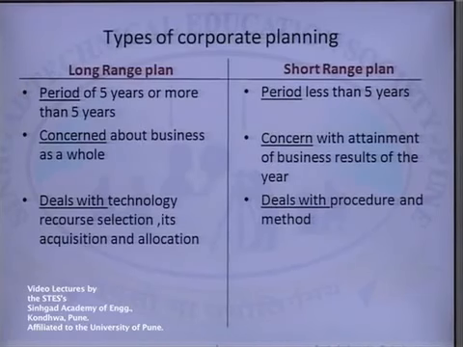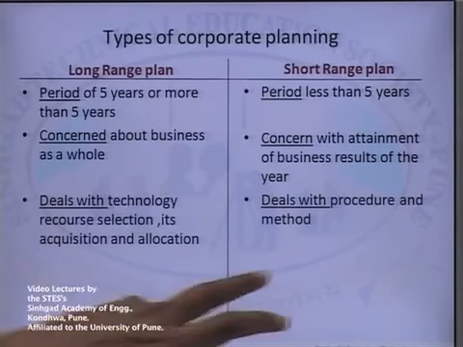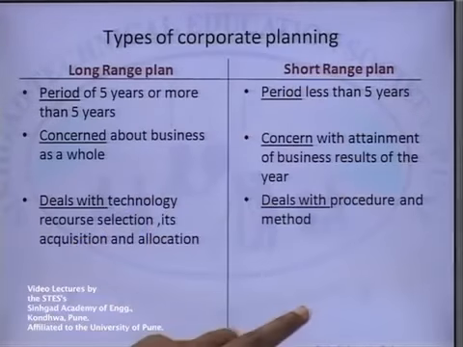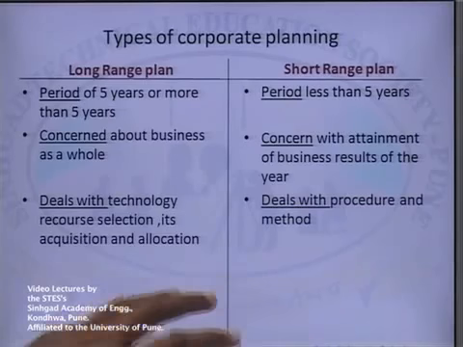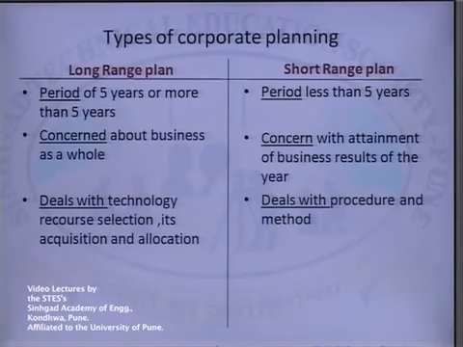And if you consider you want to do a complete short term program like a Java course or something of 3 months or 2 months, so that will be your short range plan. So it totally depends upon the periods and aims. So these are basically the two types of corporate planning, long range planning and short range planning.